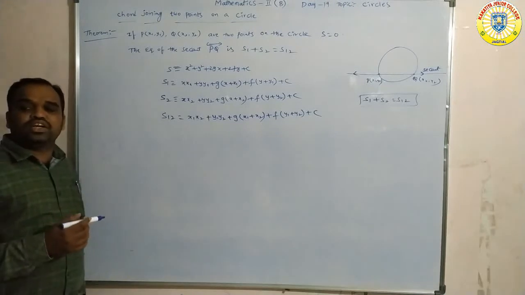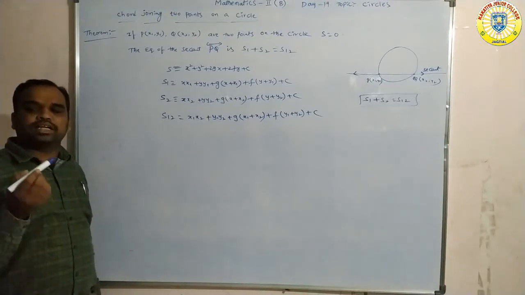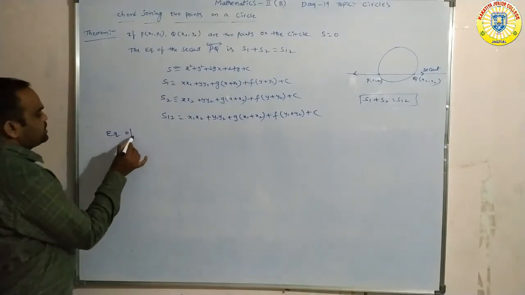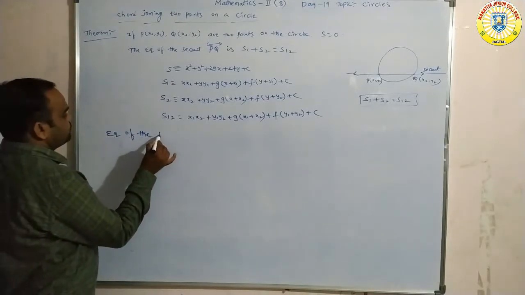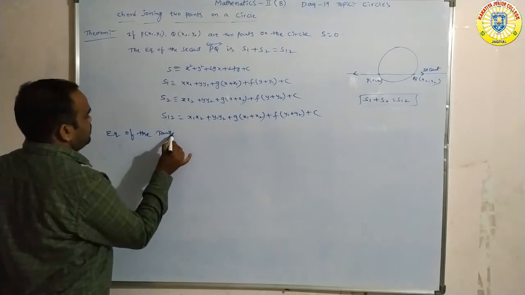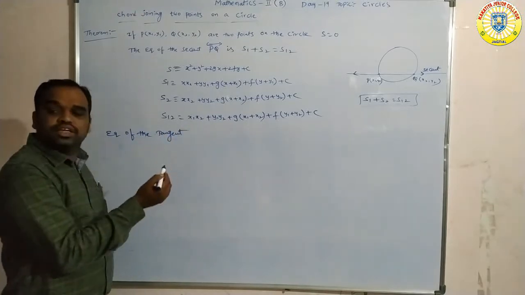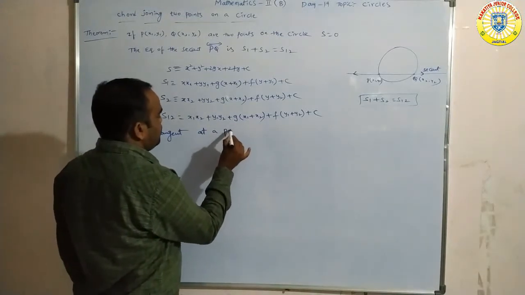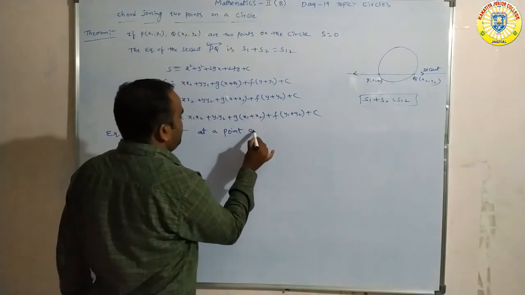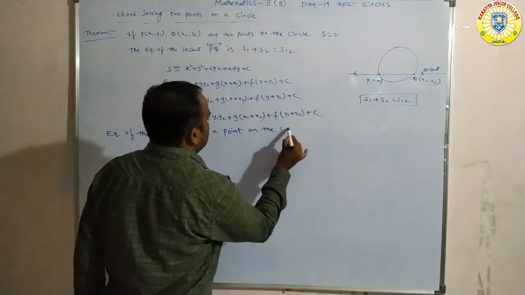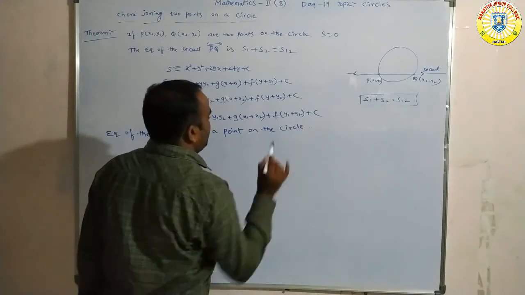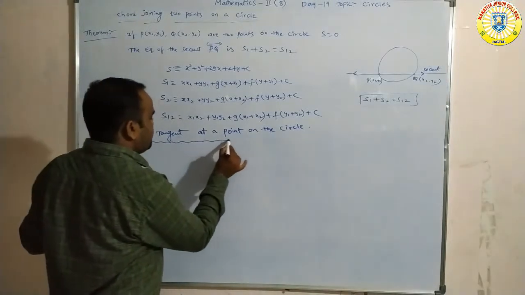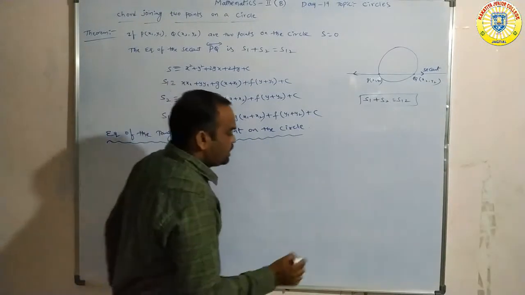Next one: equation of the tangent at a point on the circle. Next heading here: equation of the tangent at a point on the circle. Now we are writing the equation of the tangent at a point on the circle.